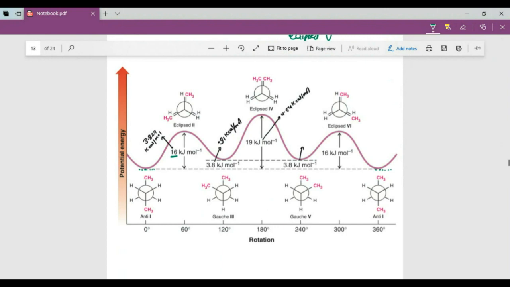When this partially eclipsed moves to the next state, that is gauche, then it releases some energy, though in comparison to anti, it is still having 3.8 kilojoules per mole higher energy. So more stable is anti, then it is gauche. Then it is fully eclipsed, which is maximum energy, 19 kilojoules per mole, and then similarly it moves on.